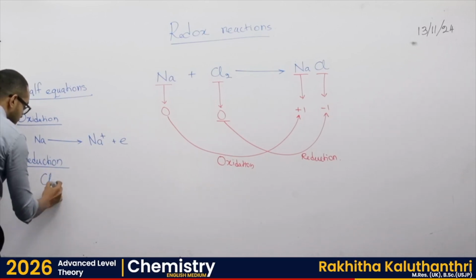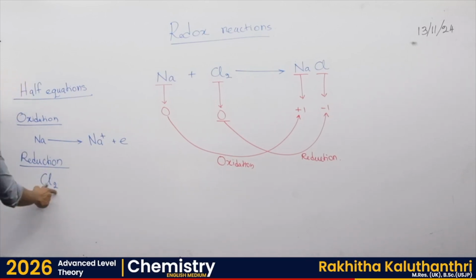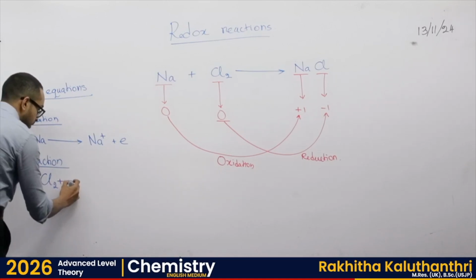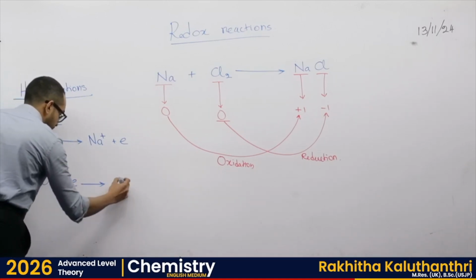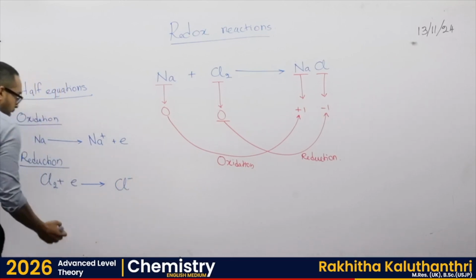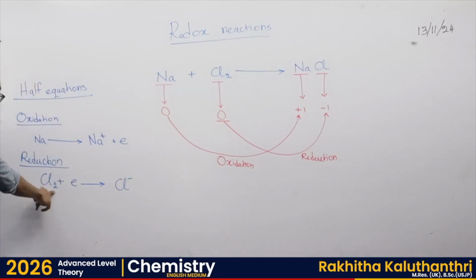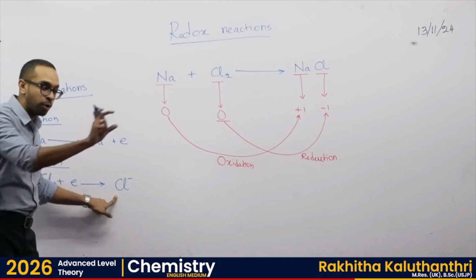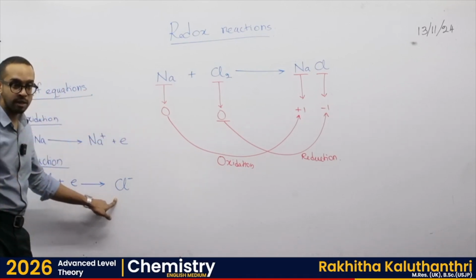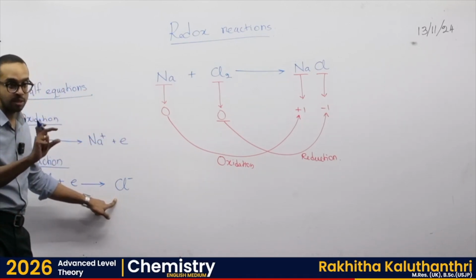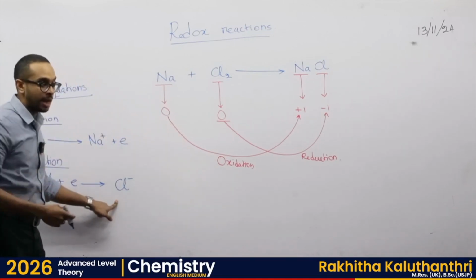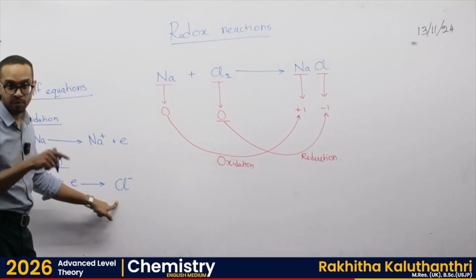Chlorine is present as a molecule. It will be taking electrons in to become chloride ions. Now students, there are 2 chlorine atoms. For one chlorine atom to form a chloride ion, it needs to take 1 electron. A chlorine atom is neutral. Chloride means an additional electron is there. It is 1 minus. A chloride ion, or Cl1 minus ion, has 1 additional electron. That means it has to gain 1 electron.